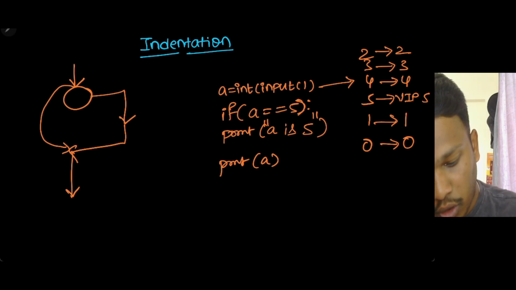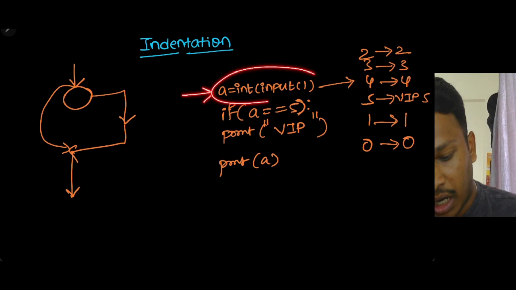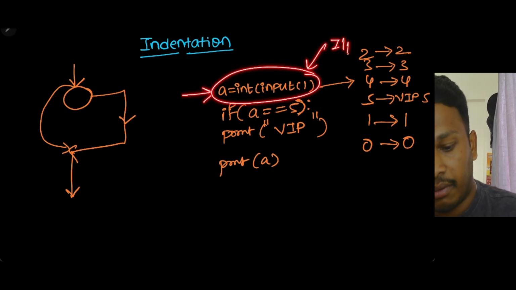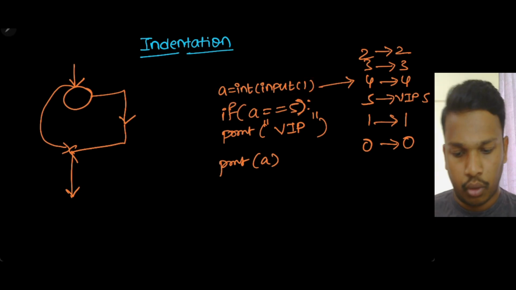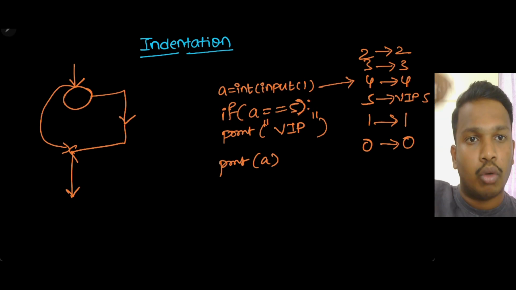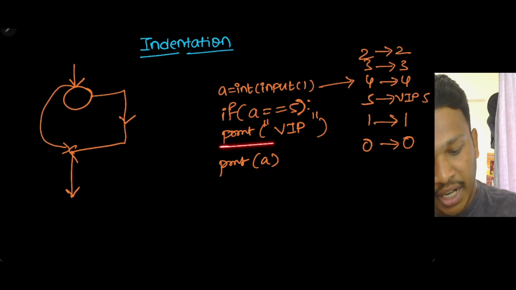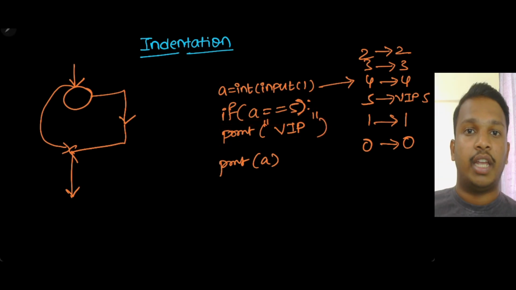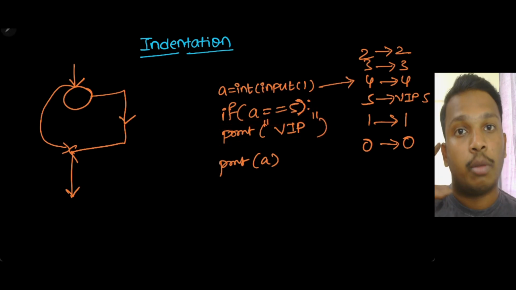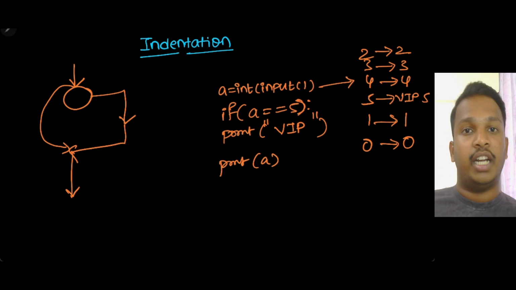Now, I wrote the program also. Just see here. For every number, first I will take the input from the user. After getting the input, I will add a condition. If the number is equal to 5, then what should I do? Print VIP. It will print VIP. Then what should I do? Print the number as it is.